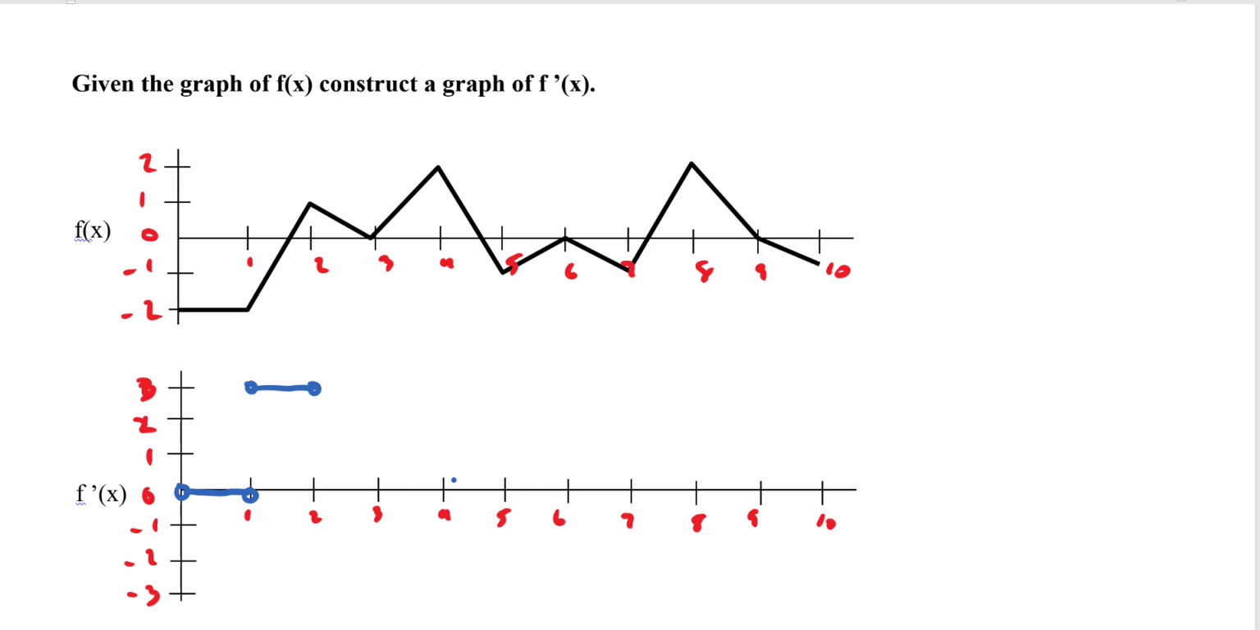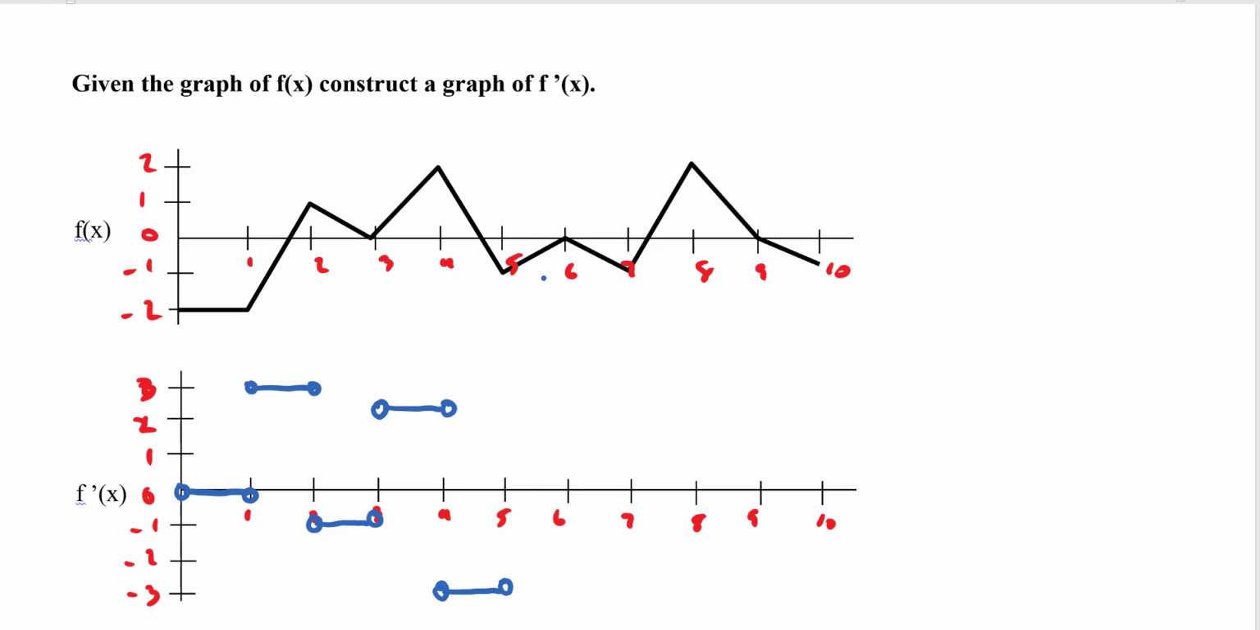Okay. These are both open dots. They look a little closed, but they are open dots. The slope between 2 and 3 is -1. The slope between 3 and 4 is up 2 over 1, so it's 2. The slope between 4 and 5 is down 3 over 1, so it's -3.